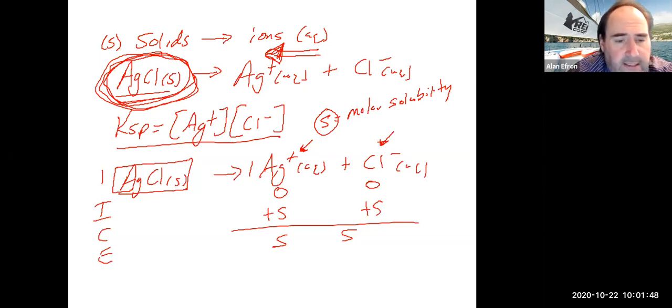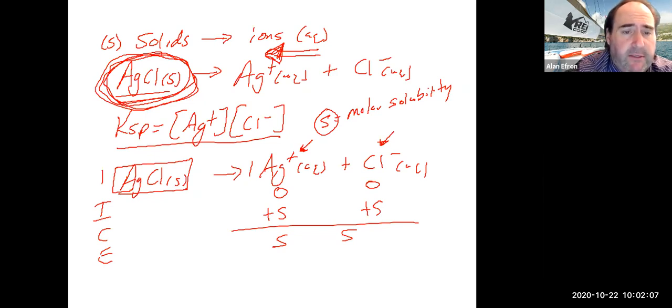And lastly, I think we also talked about the idea that you can, in certain cases, use the Ksp values to determine whether one substance may be more soluble or another substance may be less soluble.